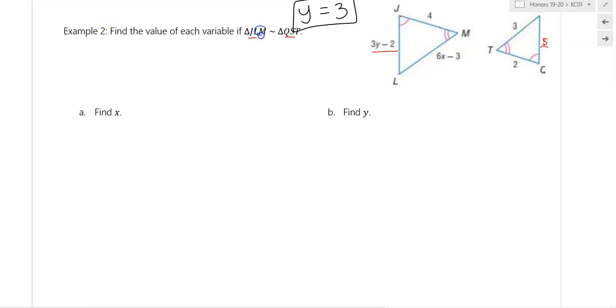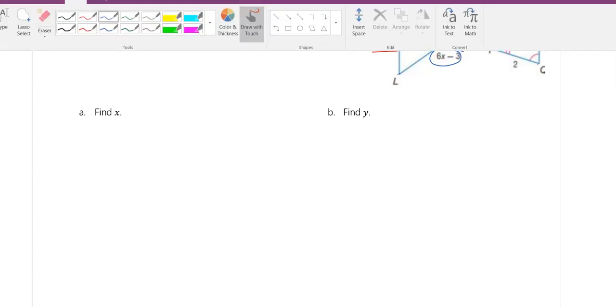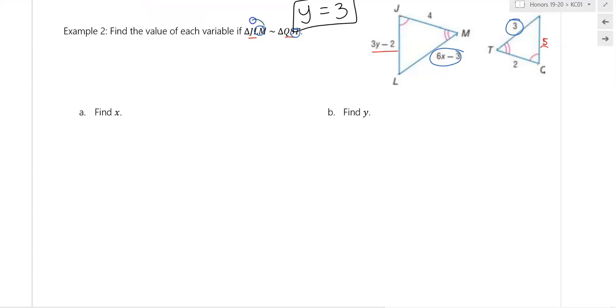Then next I have LM and ST. So L to M and S to T. Those two sides go together. And then finally we have an M and a J and a T and a Q. So M to J is this side, T to Q is this side.